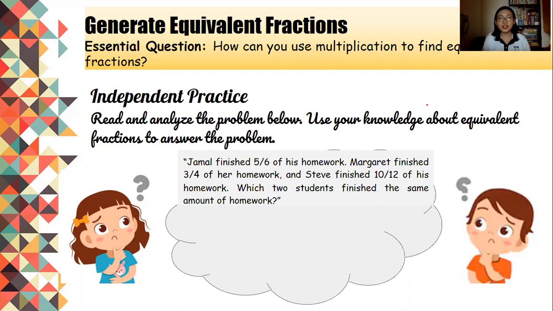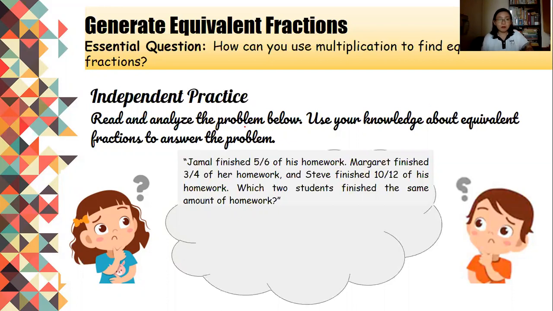Now let's try and read this problem. Jamal finished 5 over 6 of his work. Margaret finished 3/4 of her homework. And Steve finished 10/12 of his homework. Which two students finished the same amount of work?